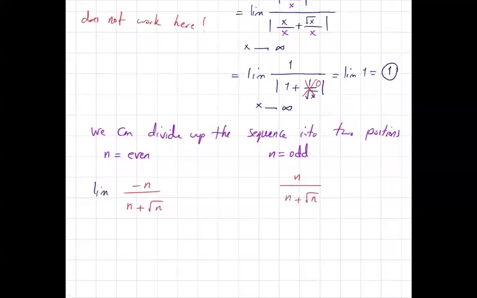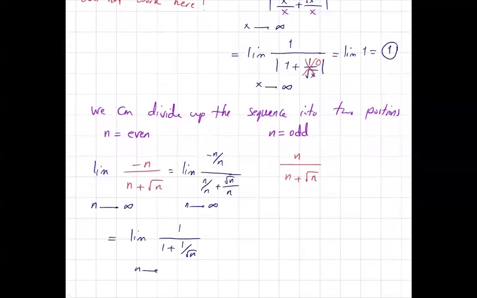The limit of -n divided by n plus the square root of n as n goes to infinity can be written as the limit of -n over n divided by n over n plus the square root of n over n as n goes to infinity. This limit is equal to the limit of -1 divided by 1 plus 1 over the square root of n as n goes to infinity. This is just 0, so you end up with -1. I forgot to put the negative sign.